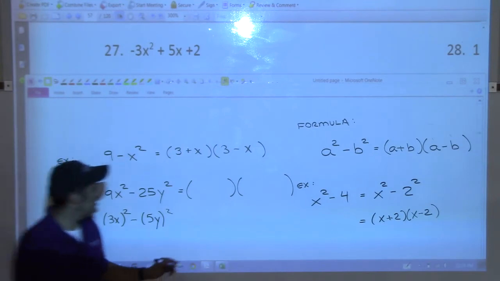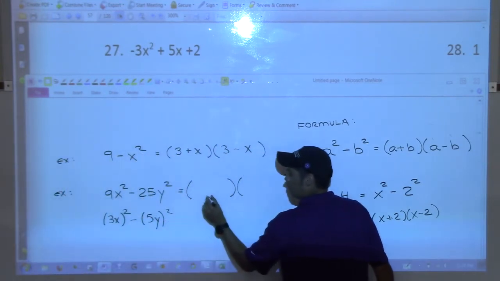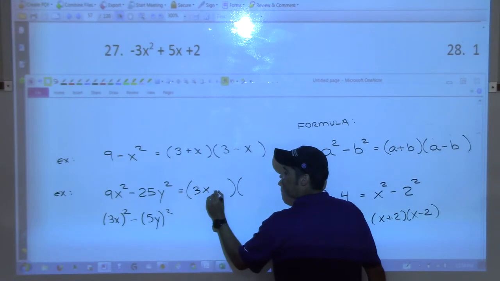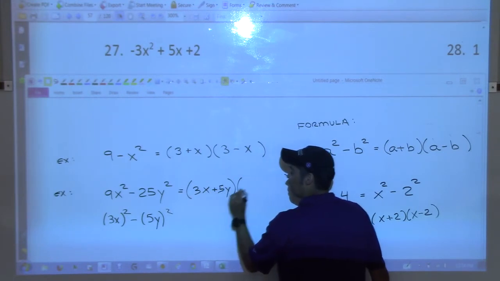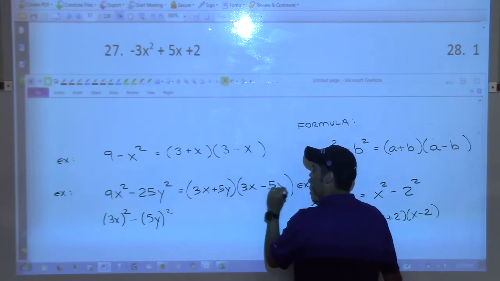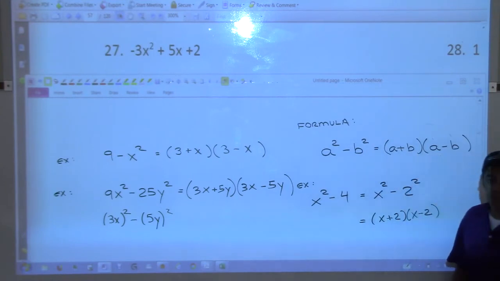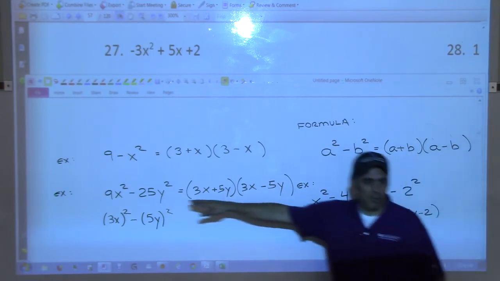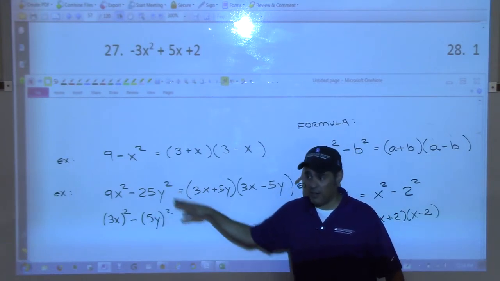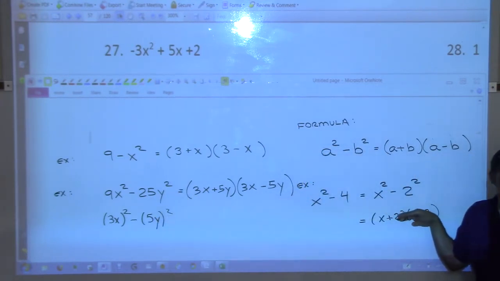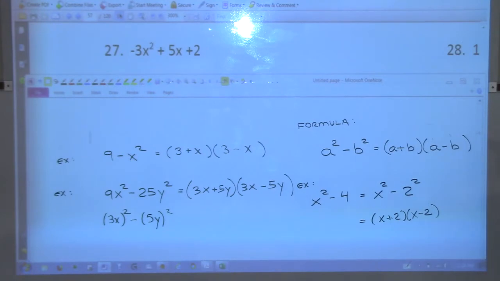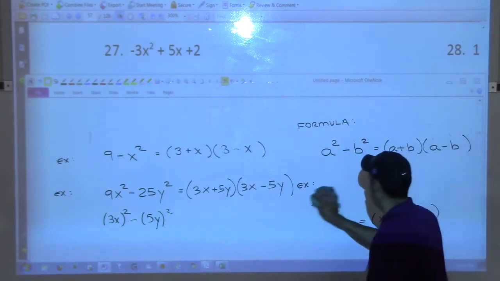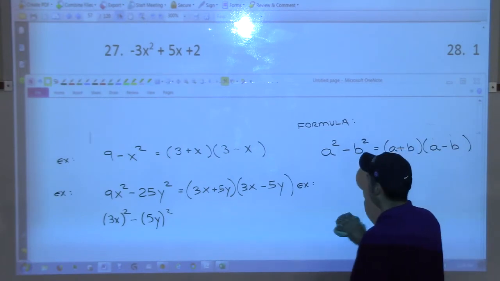So what does this turn out to be? 3x plus 5y, 3x minus 5y. Do y'all see the difference between this problem and this problem? I mean, there's a little more going on here than there is here, right? Let's do another one. How about this one?